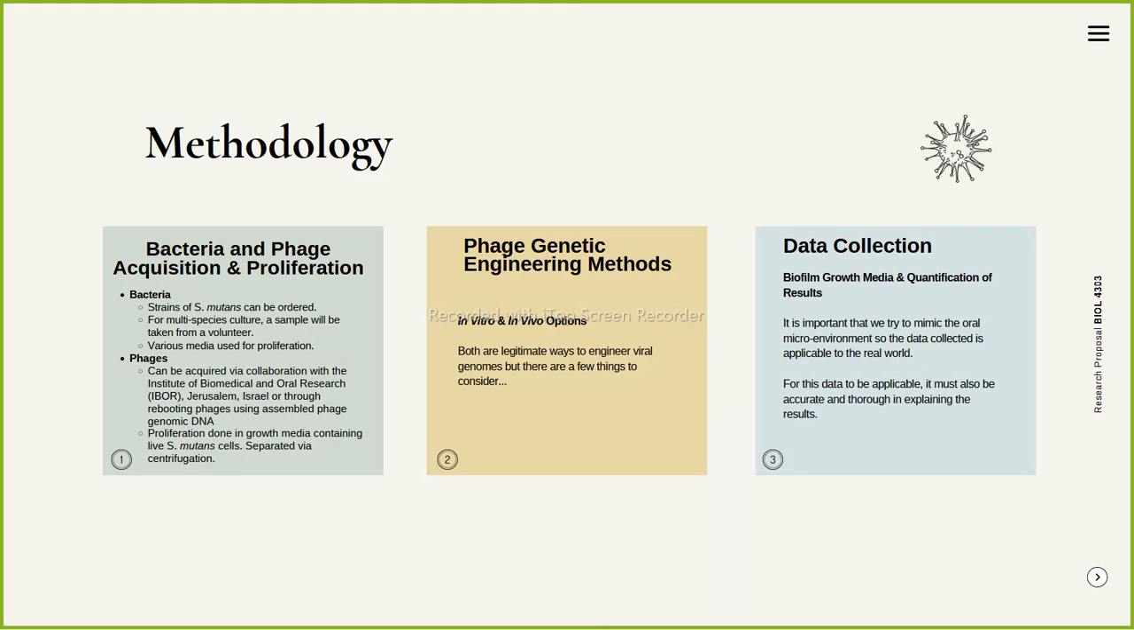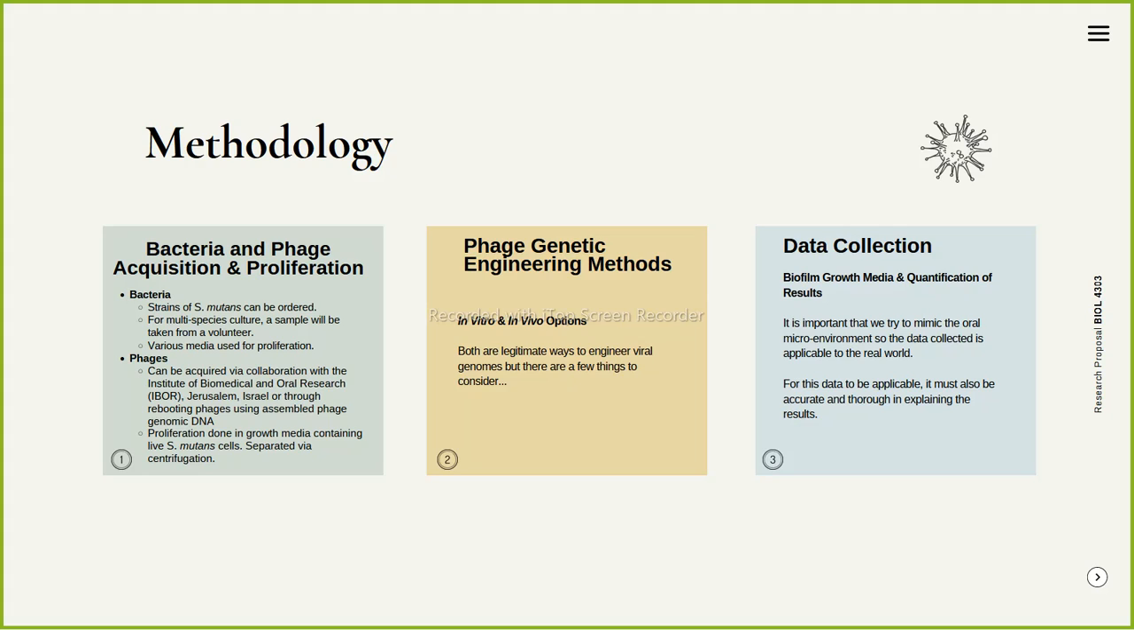So getting into the methodology of how we're actually going to go through with our experiments. Firstly, we're going to be looking at bacteria and phage acquisition and the proliferation of those agents. The bacteria that we're using, as we've mentioned, is S. mutans, and we can just order this from suppliers. As for the multi-species culture, we're planning to use samples taken from volunteers, and various other media can be used for proliferation, and we're going to be getting into that in the next slide.